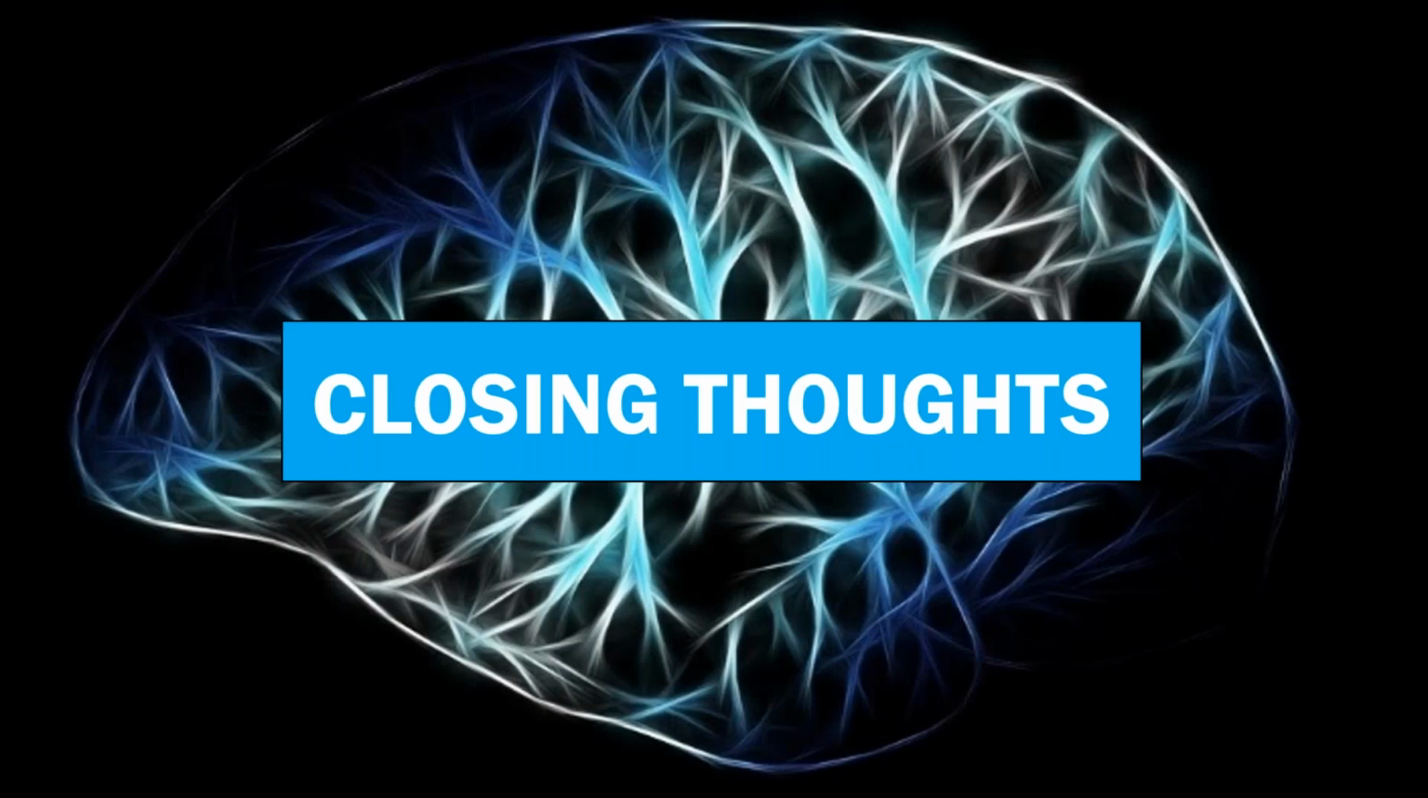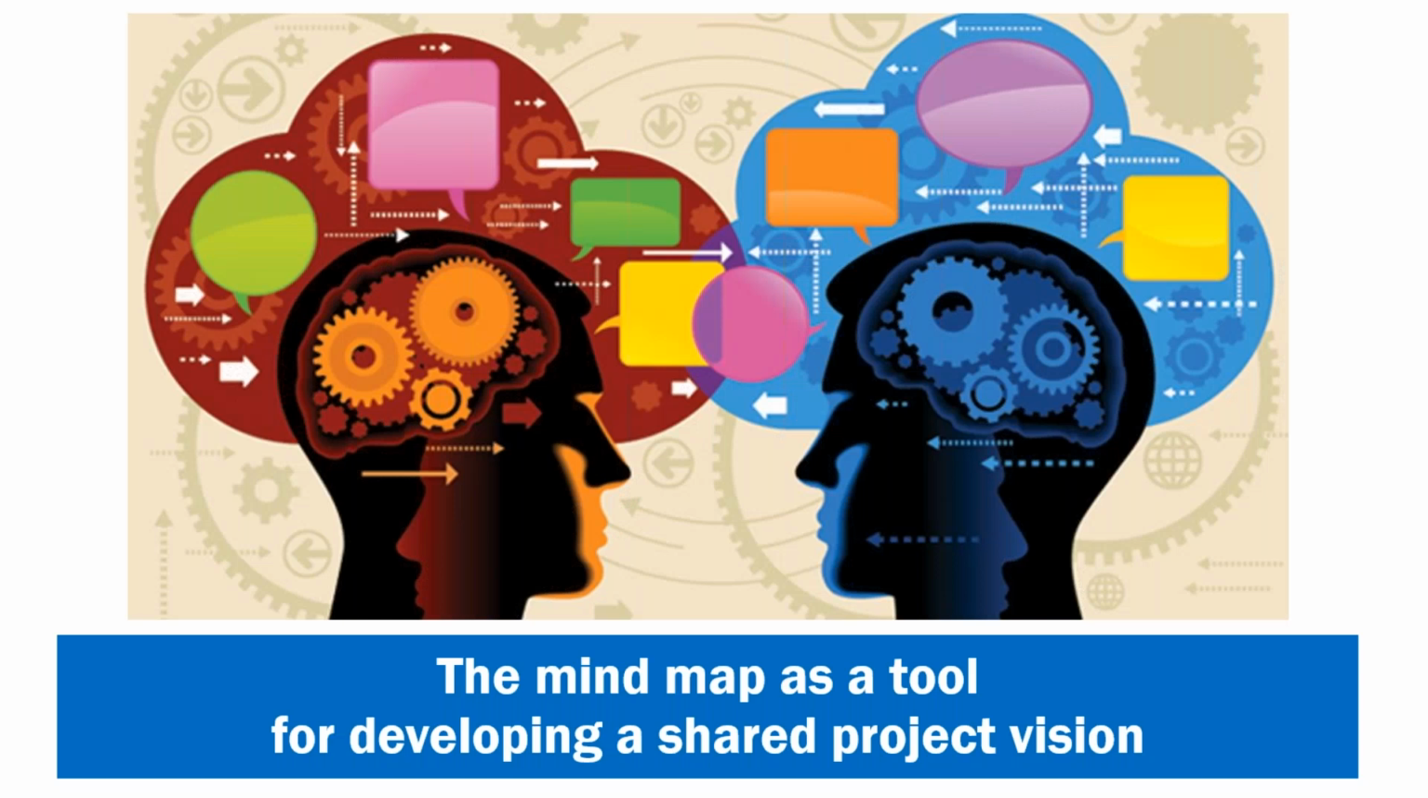And I just want to share with you a couple of closing thoughts. Fundamentally, the mind map is a tool for developing a shared project vision. We need to have the same picture in our heads of what we need to accomplish, what the objectives are, how we're going to get there, and what your and my pieces of that are that we're responsible for. So it really helps promote and continue to keep that shared project vision in front of the team, which helps improve alignment.